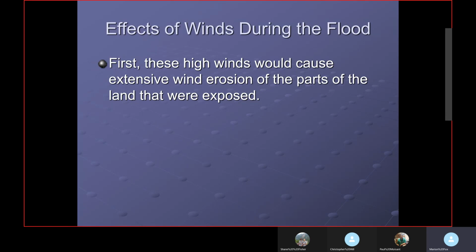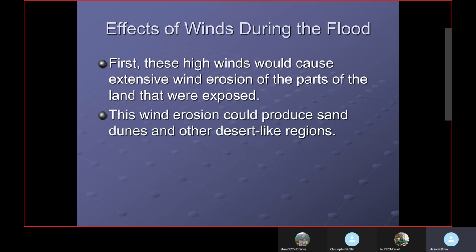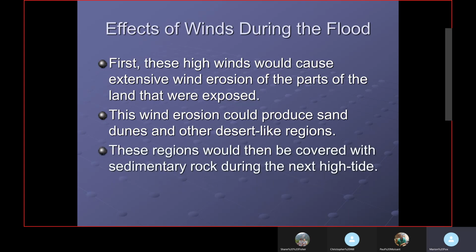First, these high winds would cause extensive wind erosion on the parts of the land that were exposed. Very high winds will blow the soil around, particularly if it doesn't have a covering on it, like vegetation. This wind erosion would produce sand dunes and other desert-like regions. These regions would then be covered with sedimentary rock during the next high tide.